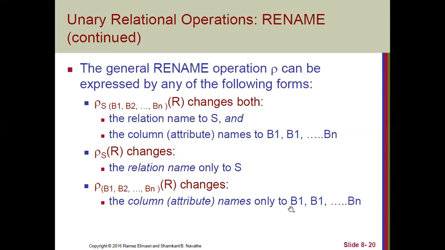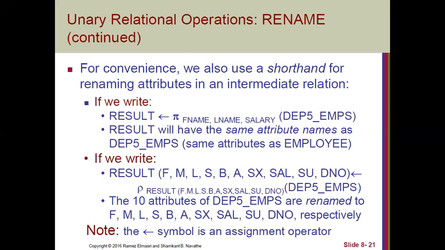Whenever I say change the name, it does not mean it's a permanent change. The change is only applied to that particular query which has to be executed, or the expression which you are going to write down. So it is up to you. If you think that both the attribute names and the relation name have to be changed, you can do that with the rho operator. If you only want to change the relation name, you can again use the rho operator, and similarly it is also possible that you might only change the attributes.